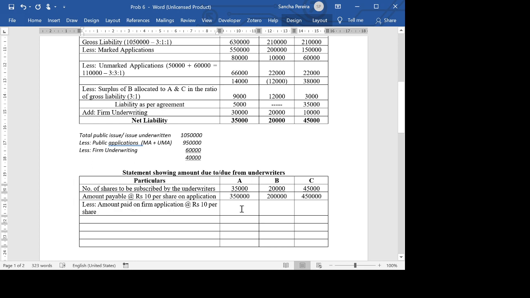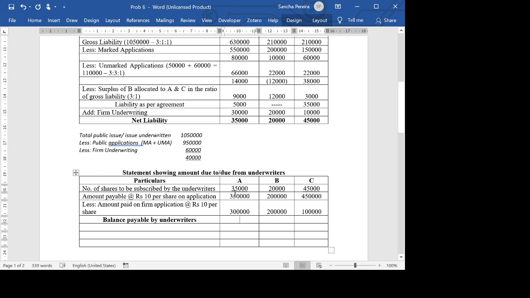Okay, so basically if I multiply 10 rupees by each one's firm underwriting, for A it is 10 rupees into 30,000, which will be 3 lakhs, for B it is 10 rupees into 20,000, which will be 2 lakhs, and for C 10 rupees into 10,000 will be 1 lakh. Sometimes if one of these underwriters did not take up anything under firm application, you won't have to minus anything. Okay, so then we get the balance. It's a very important figure. The balance payable by underwriters.